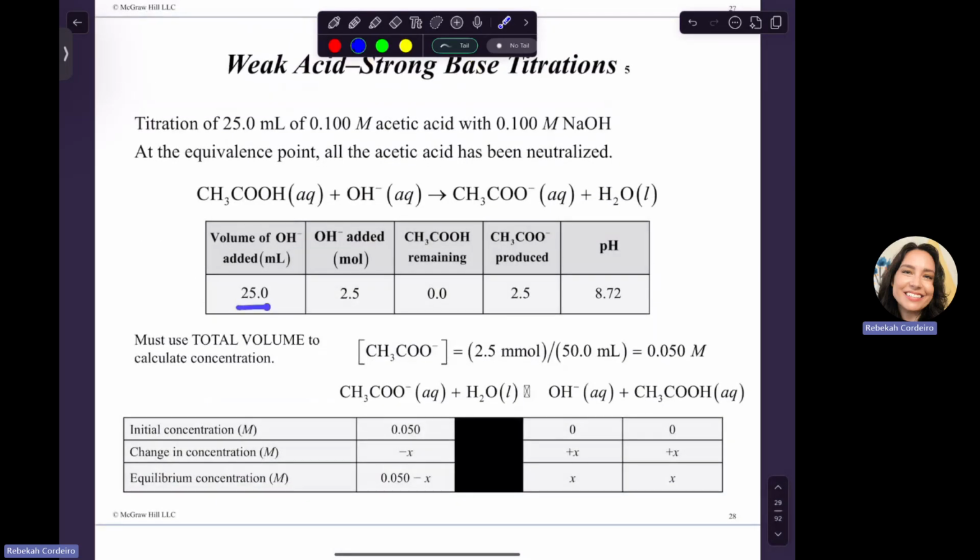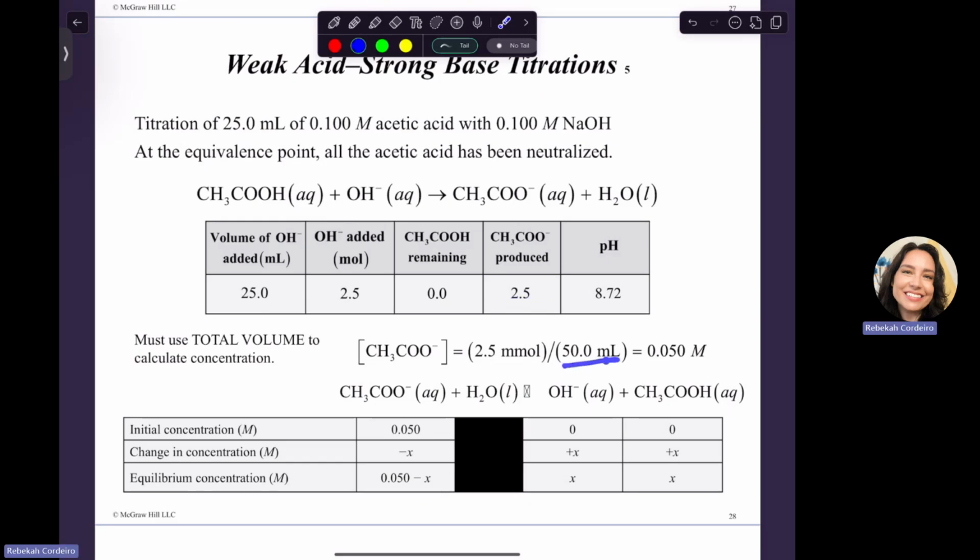So let's say we added our 25. We added a full 25. We have no acid remaining, only the base. And this is the millimoles here.